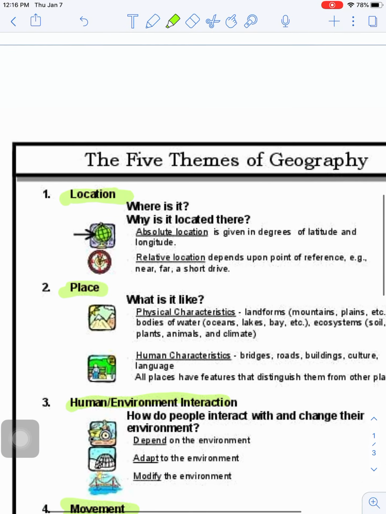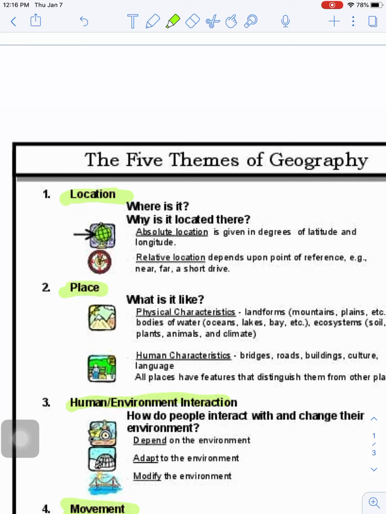When we talked about location, we talked a lot about absolute location and relative location. So right here it says absolute location is given in degrees of latitude and longitude. We talked about how when you are putting in a specific address, that is an absolute location because it tells you exactly where you are going.